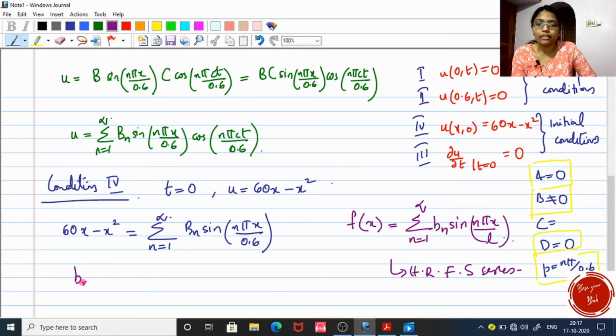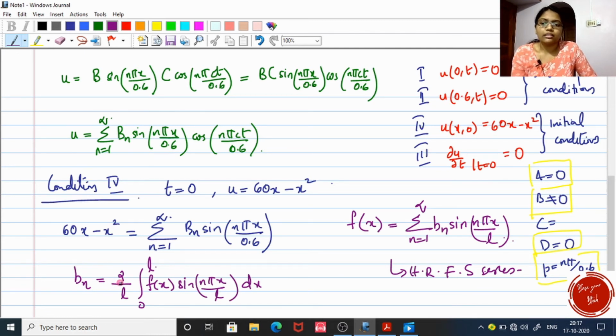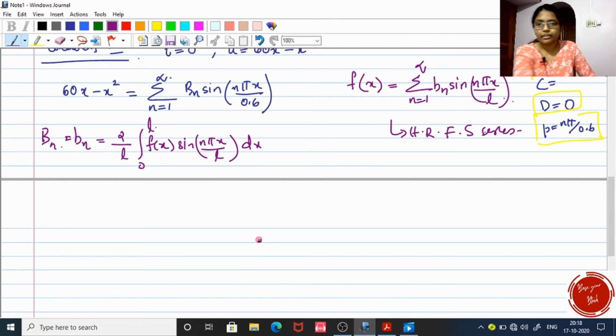And we do know the formula for Bn. What is that? Bn is equal to 2 by L integral 0 to L f of x sine n pi x by L dx. This is the basic Fourier Bn coefficient formula. You can check the last video. So let's find out capital Bn, because small letter bn is equal to capital Bn, isn't it? So once we substitute this L value and f of x value, and do the integration, we get the value for capital Bn. Okay. So let's substitute it.